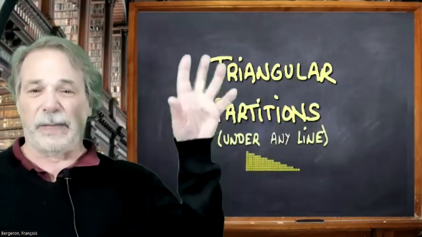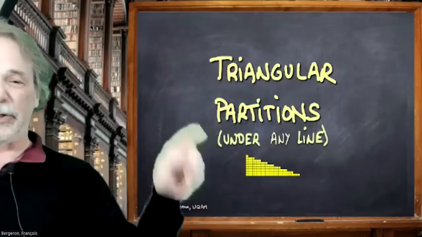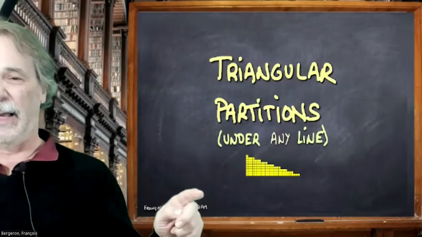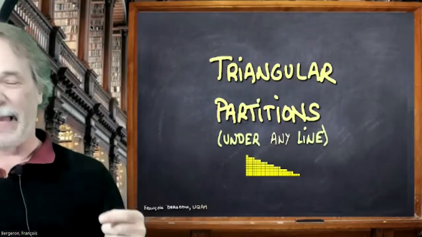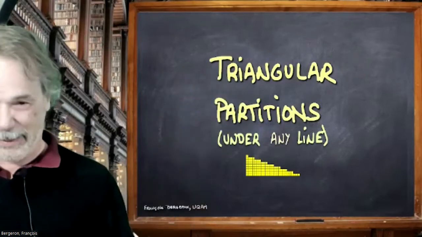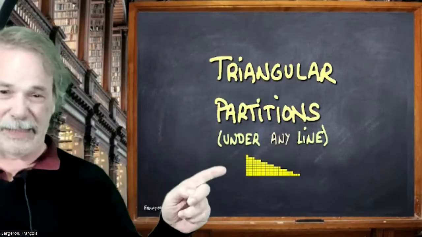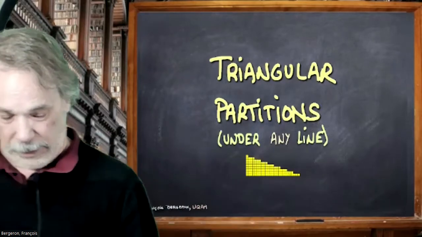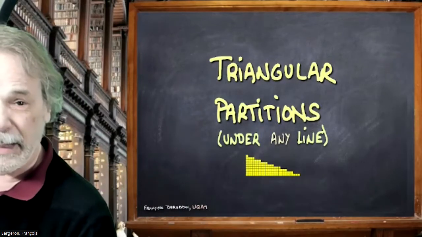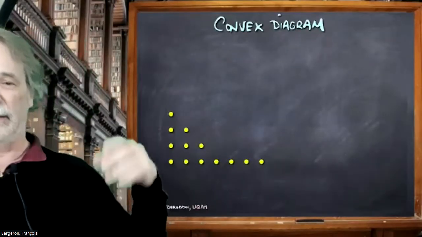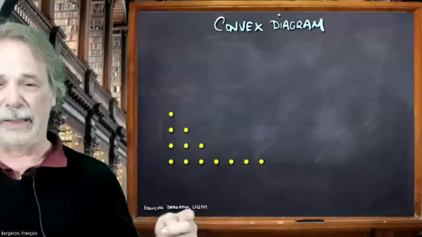And so I want to explain to you what our triangular partitions are, you see one here. That's a triangular partition. And the gang of 5 that I had previously call it partition under any line. So I'm going to explain to you what this means.